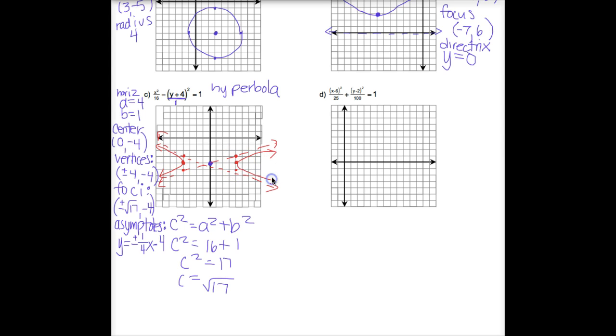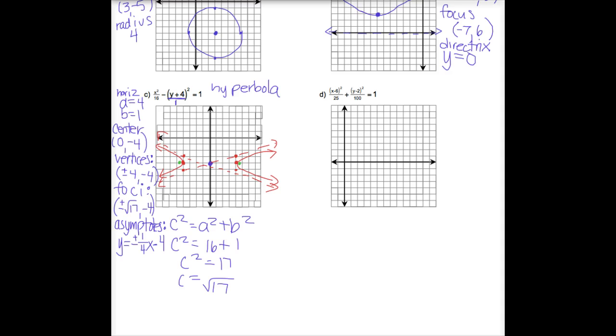And then the last thing to plot are my foci, which again, if you don't have a concept for how big radical 17 is, then punch it into your calculator. It's a little bit bigger than 4. Because I missed when I connected here, you're barely going to be able to see it, but it's just past the vertex on either side.